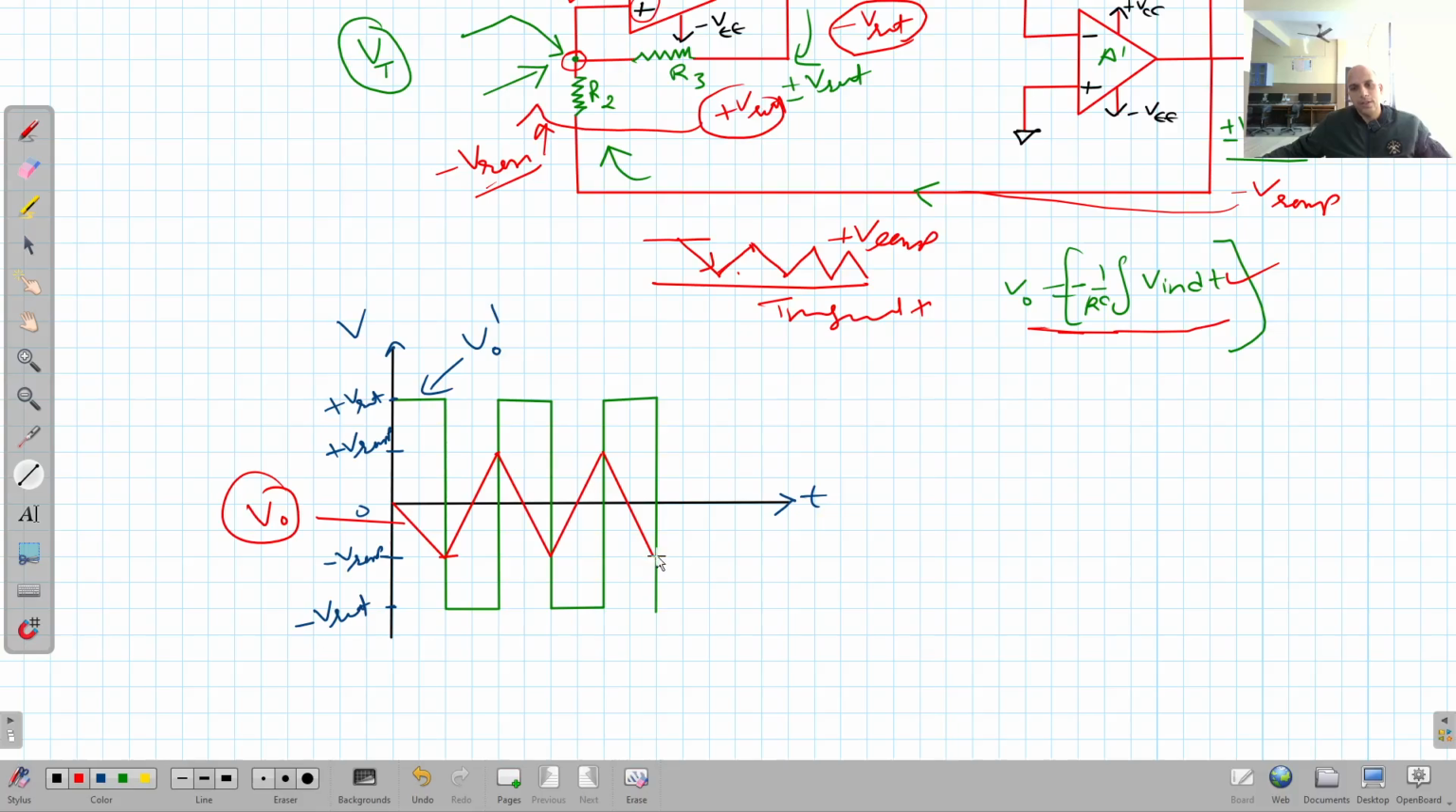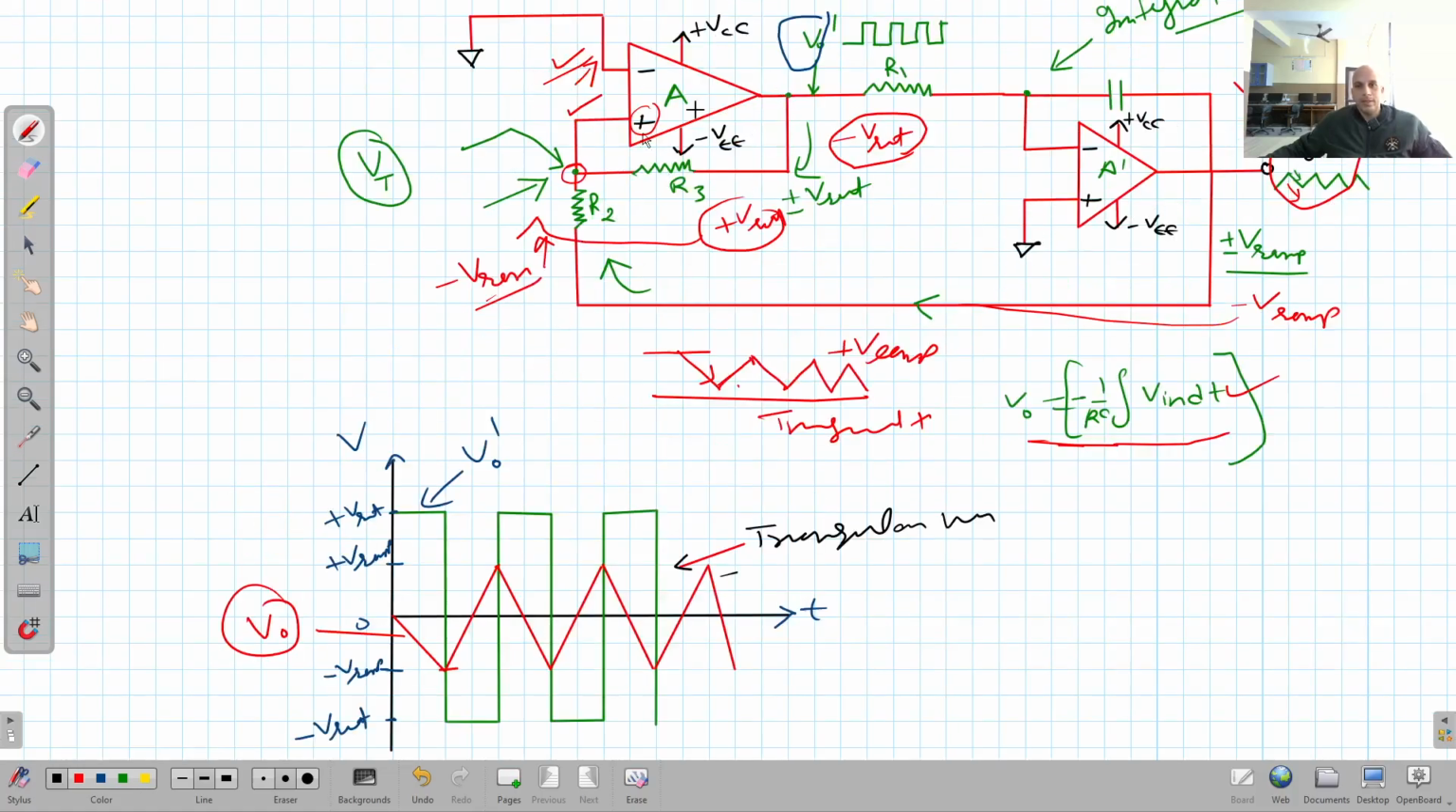So you will get it continuously in this way. These are the outputs. So this is the output. You can see clearly that it is a triangular wave, right? This one is triangular. So I explained here what is happening in this circuit.